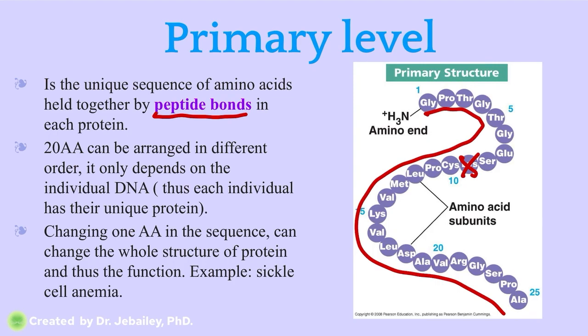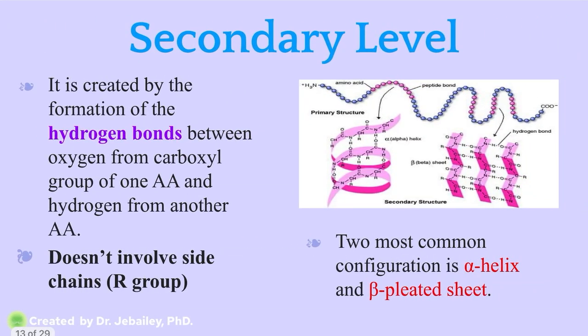Imagine, it could be thousands and thousands of amino acids, and if you just switch one, that's it. The red blood cell doesn't work anymore. That's an example. So that's primary. Then we get to the secondary.